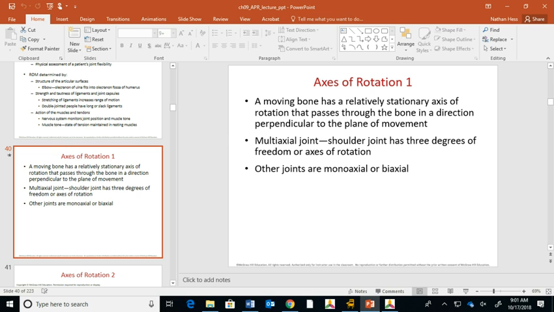A multi-axial joint is a joint that has more than 1 degree of freedom. In other words, you can move it in different ways. Let's look at the shoulder as an example. Okay? Are you comfortable that I can move my shoulder like this? Right? I can move it like this. Or I can rotate. Okay? So the shoulder is a multi-axial joint. If I am biaxial, how many axes do I have? 2. If I am monoaxial, how many do I have? 1. Does that make sense?